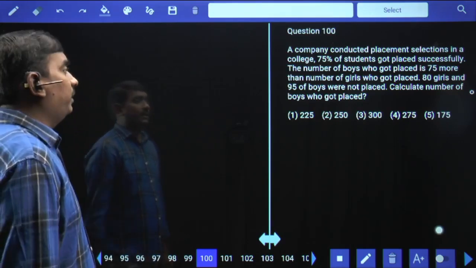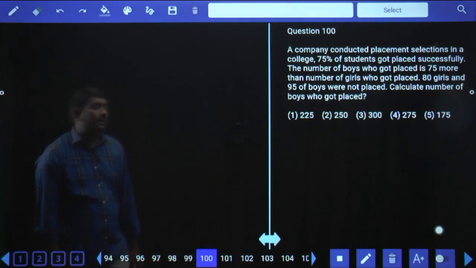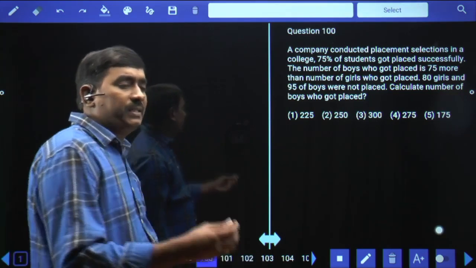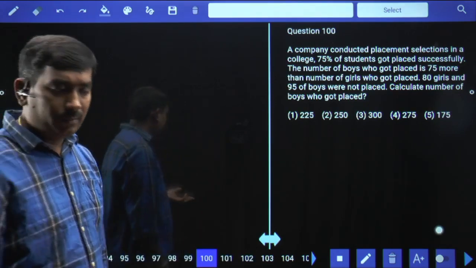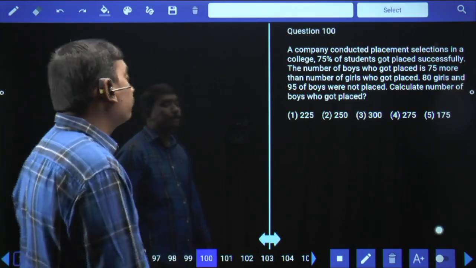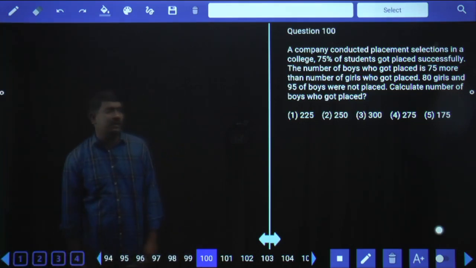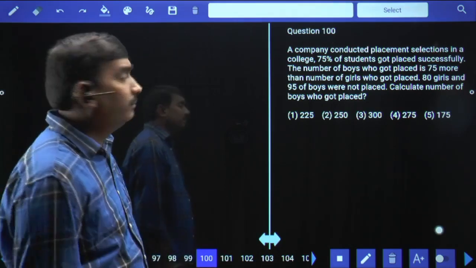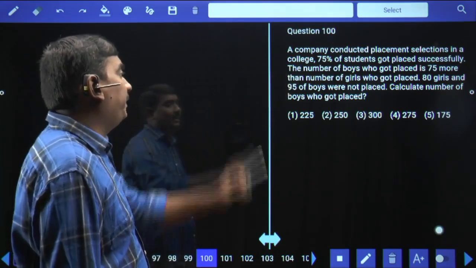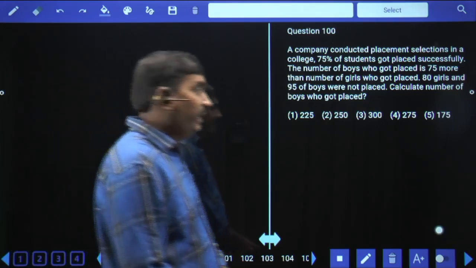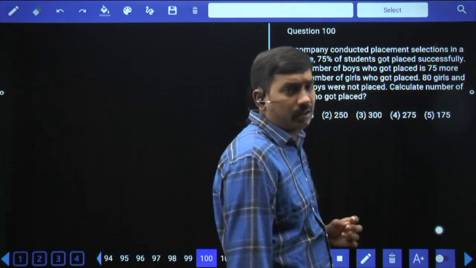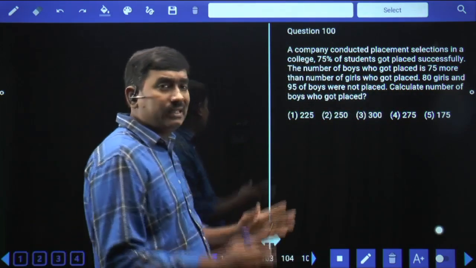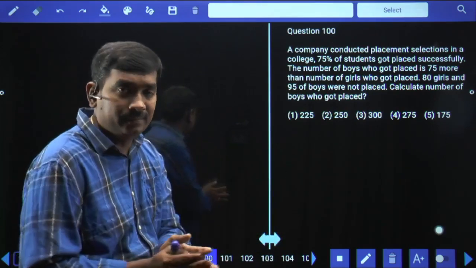A company conducted placement selections in a college. 75% of the students got placed successfully, which means 25% were not placed. The number of boys who got placed is 75 more than the number of girls who got placed. 80 girls and 95 boys were not placed. 80 plus 95, 175 students were not placed.